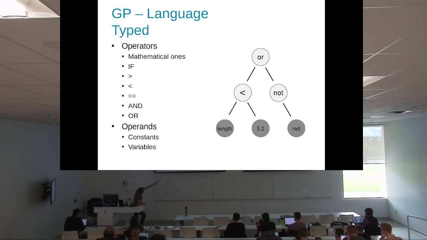But this tree here is valid. Because, okay, we've got two numbers, presumably length is a number. If length is less than 5.2, or it's not red, then something, whatever it means. Maybe it's classifying, I don't know, if it's a small ant, that's red. Whatever, it's a silly example, that's all that matters. But this tree, we can interpret as a function, a program.